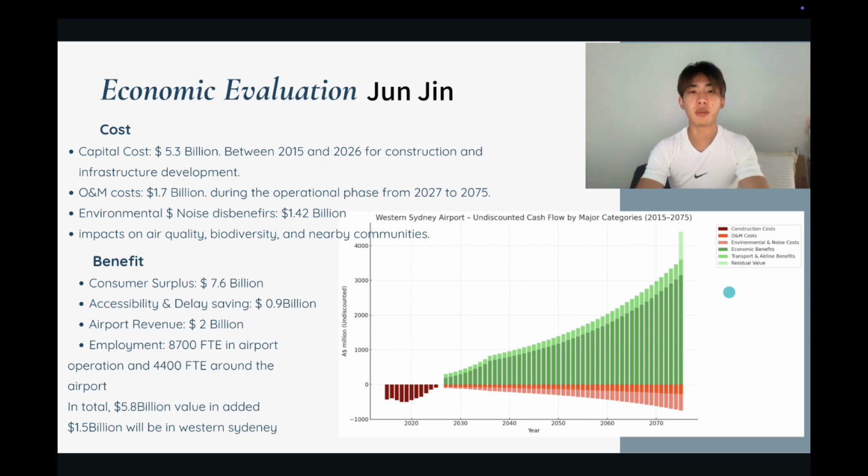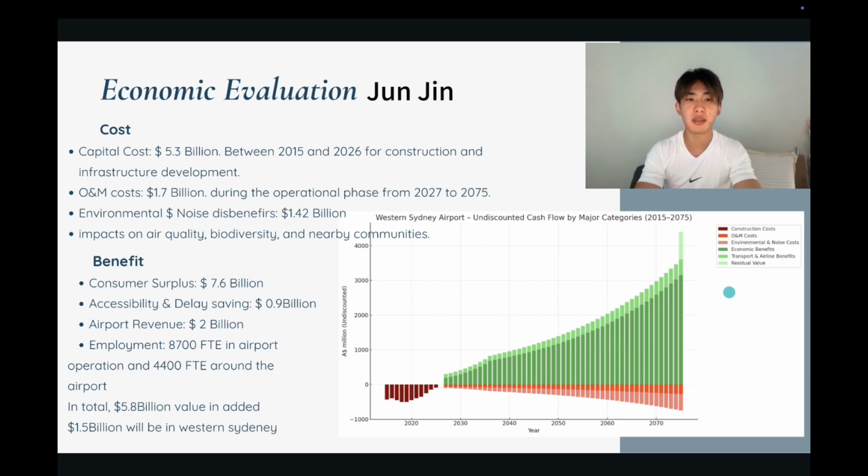And in terms of environmental and air quality impacts, during construction, there will be dust and particulates such as PM10 and PM2.5. During operations, aircraft will emit nitrogen oxide and carbon dioxide, but the mitigation strategy will keep emissions below national air quality standards. Noise will also affect nearby suburbs, but mitigation strategies have also been incorporated into the design.